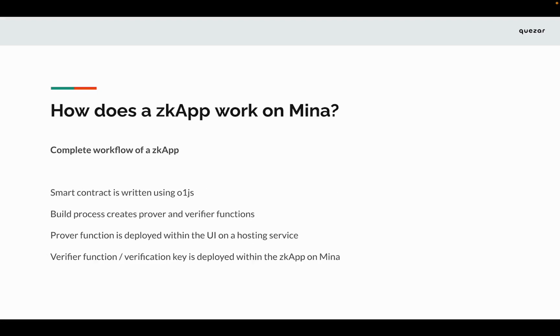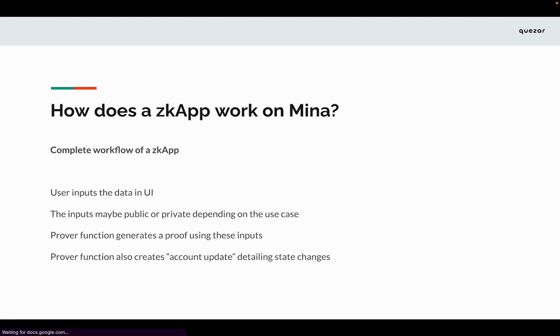Before moving ahead, we'll summarize the complete workflow of a zkApp. The smart contract is written using O1.js. The build process creates a prover and a verifier function. The prover function is deployed within the UI on a hosting service, and the verification function, or sometimes also known as a verification key, is deployed within the zkApp on Mina network.